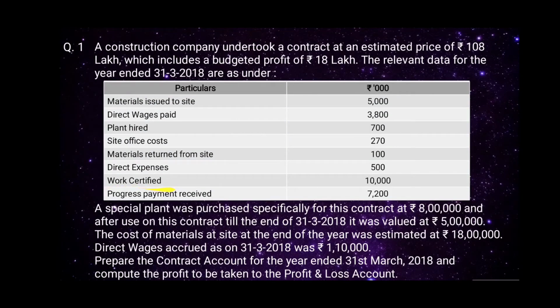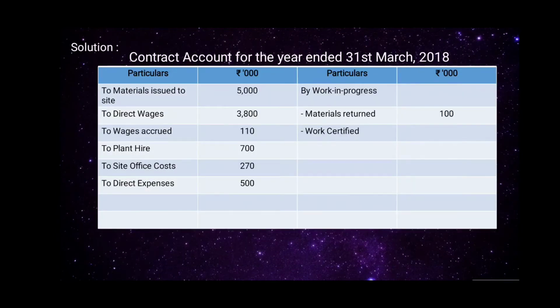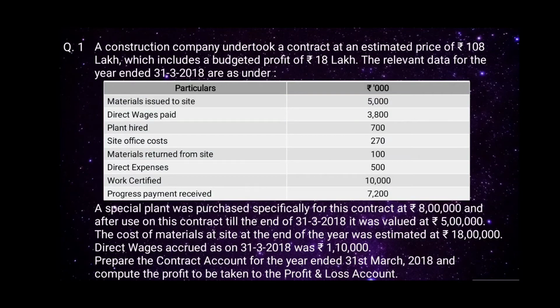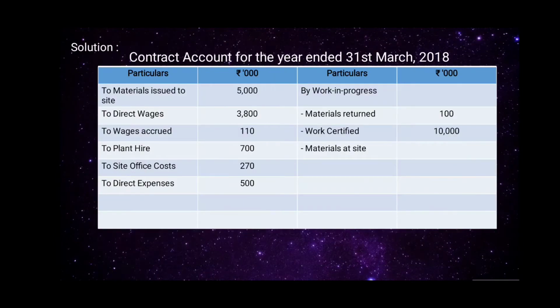Next is work certified, amount is given as 10,000. So we'll record it on the credit side under by work in progress. So work certified, amount will be 10,000. Next, the cost of materials at site at the end of the year is estimated at rupees 18 lakh. So we'll record it in contract account on the credit side under by work in progress. So materials at site, amount will be 1,800.